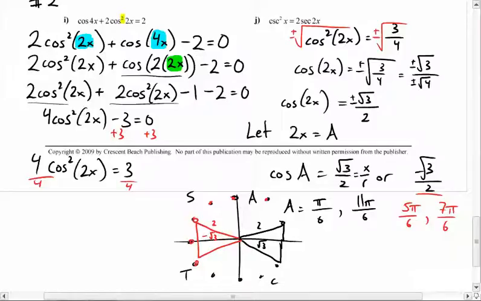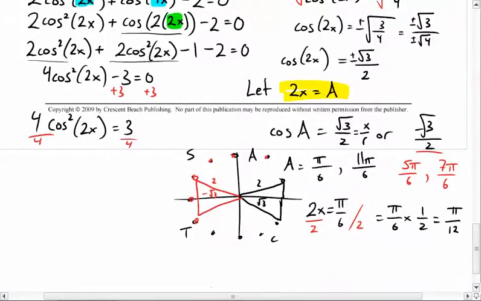So now, because I let 2x equal A, I can put 2x back instead of A. So I'm going to say 2x is pi over 6, or 2x is 11 pi over 6, or 5 pi over 6, or 7 pi over 6. And to solve for x, I just divide both sides by 2. Dividing by 2 is the same thing as multiplying by a half, giving me pi over 12. So I just take all my answers and multiply them by a half. So that would give me 11 pi over 12, 5 pi over 12, or 7 pi over 12. I'm just taking all my answers and making them half as big. And that should be all the answers.